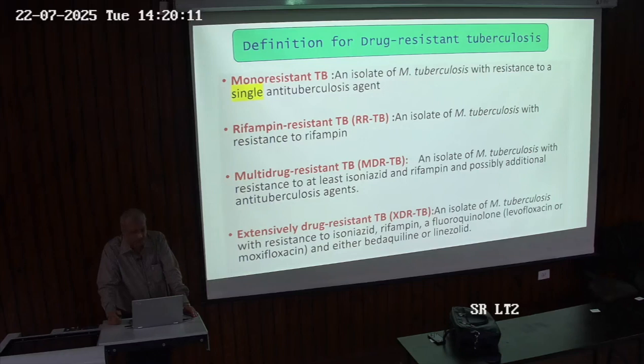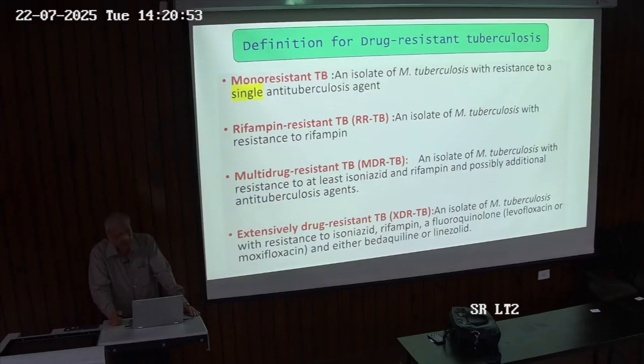What is monoresistant TB? An isolate of Mycobacterium tuberculosis with resistance to a single anti-tuberculosis agent. An example is rifampicin-resistant TB, that is RRTB, an isolate of Mycobacterium tuberculosis with resistance to rifampicin. Multi-drug resistant TB is an isolate from sputum or other specimens with resistance to at least isoniazid and rifampicin, and possibly additional anti-tuberculosis agents. So multiple drugs are resistant to treat the infection.